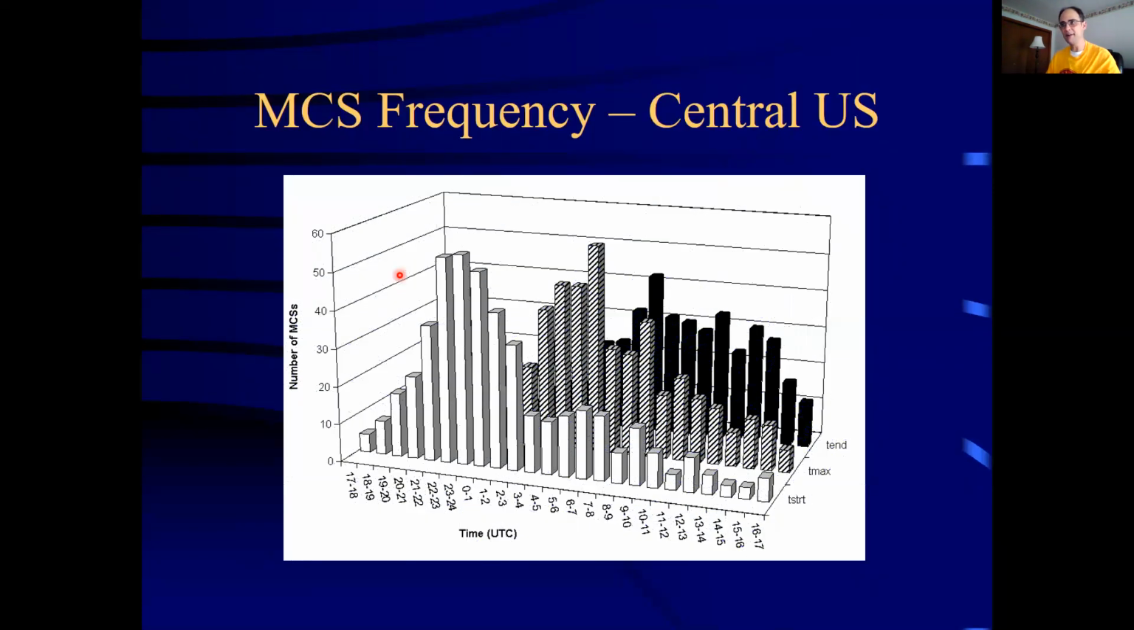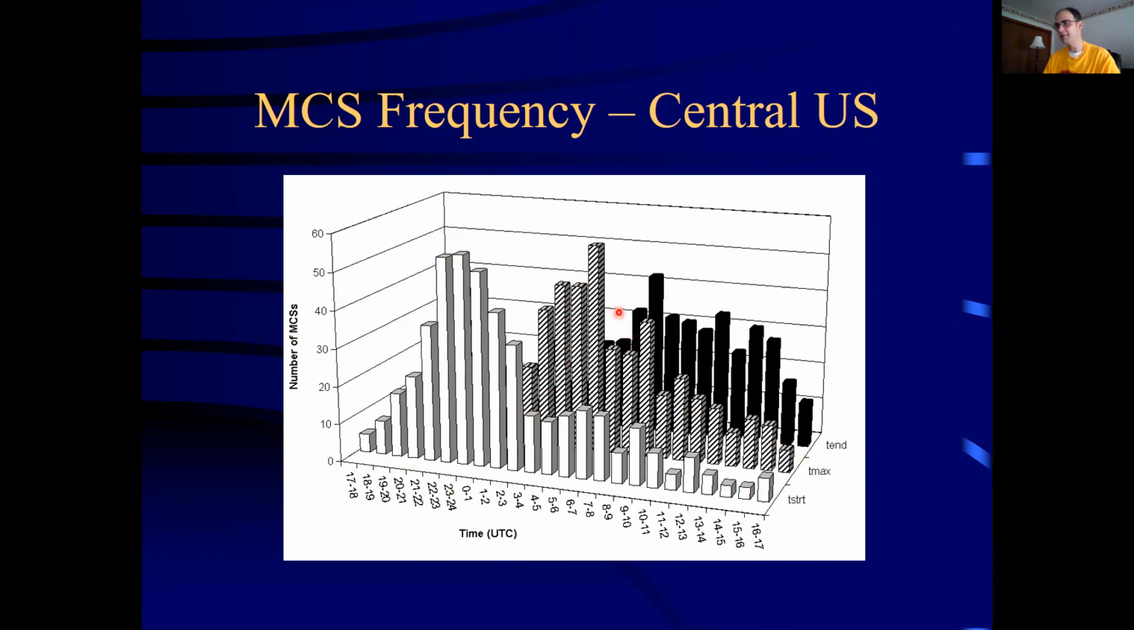And we can see this if we look at this histogram of MCS frequency over the central United States. Time in UTC is shown here on the x-axis, and number of MCSs is shown on the y-axis. The white bars in front are the average starting times, and notice the average initiation times of these MCSs is late afternoon or early evening, around your convective maximum in many parts of the country and indeed the world. You see this here around 5, 6 o'clock in the afternoon to early evening hours.